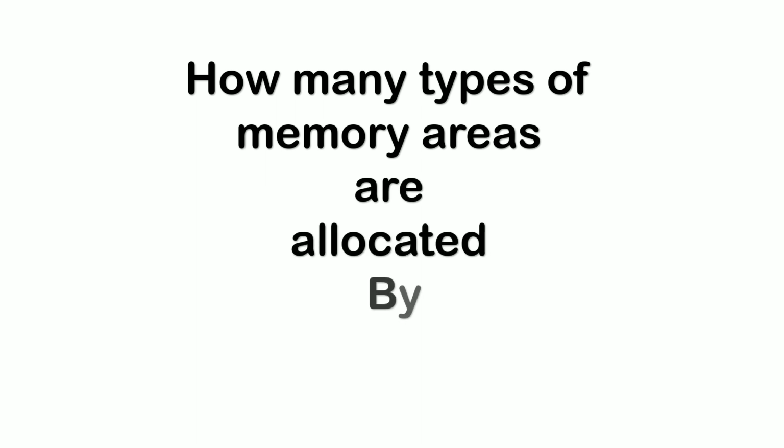Then the next question was about the memory allocation. So how many types of memory areas are allocated by JVM? So there are 5 types of memory areas in JVM. Those are class or method area, heap, stack, PC registers, and native method stack. And I have explained in detail what all happens at different memory areas here.